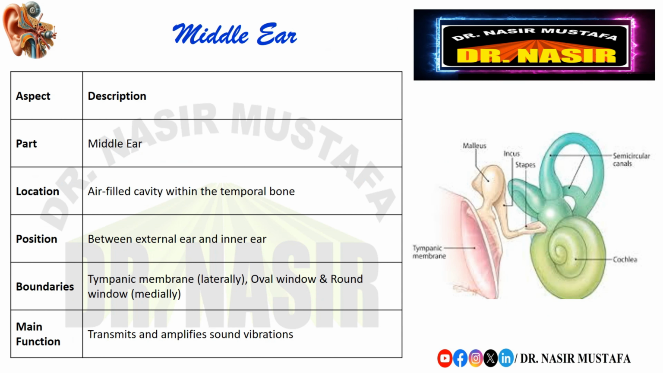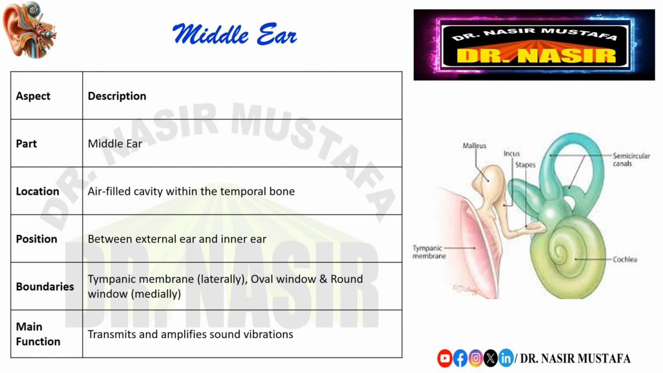Middle ear. Next, we move to the middle ear. The middle ear is a small, air-filled cavity located within the temporal bone. It lies between the external ear and the inner ear. The middle ear is separated from the external ear by the tympanic membrane, and from the inner ear by the oval window and round window.